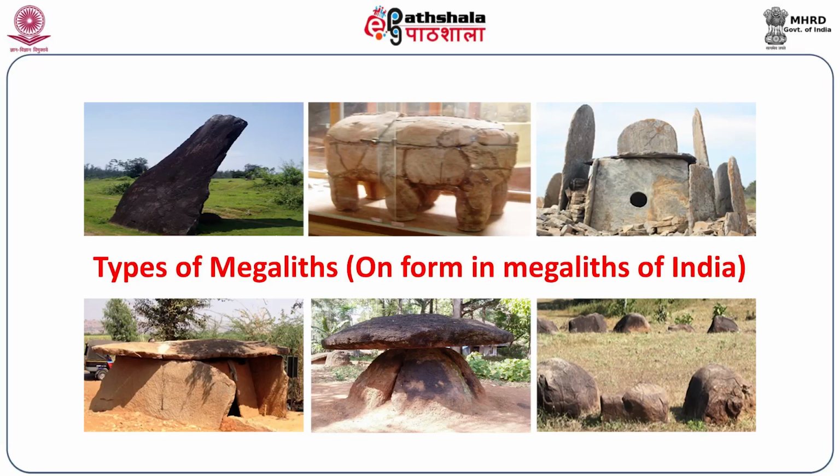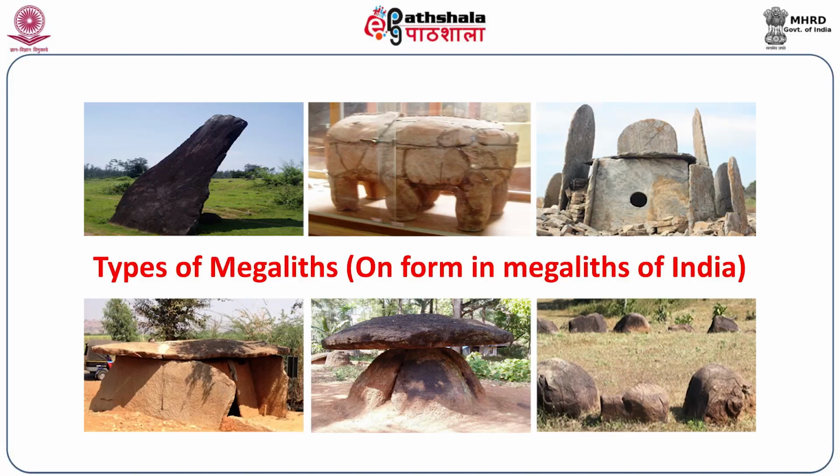The one that you find on the left top is called Menhir. Menhir is actually a planted stone. Next to it, in the center on top, is Sarcophagus. It is like a coffin, it is like a box and it has multiple legs. The one on the top extreme right is a dolmen, a dolmen with a porthole. You can see a small hole here, it is called porthole.